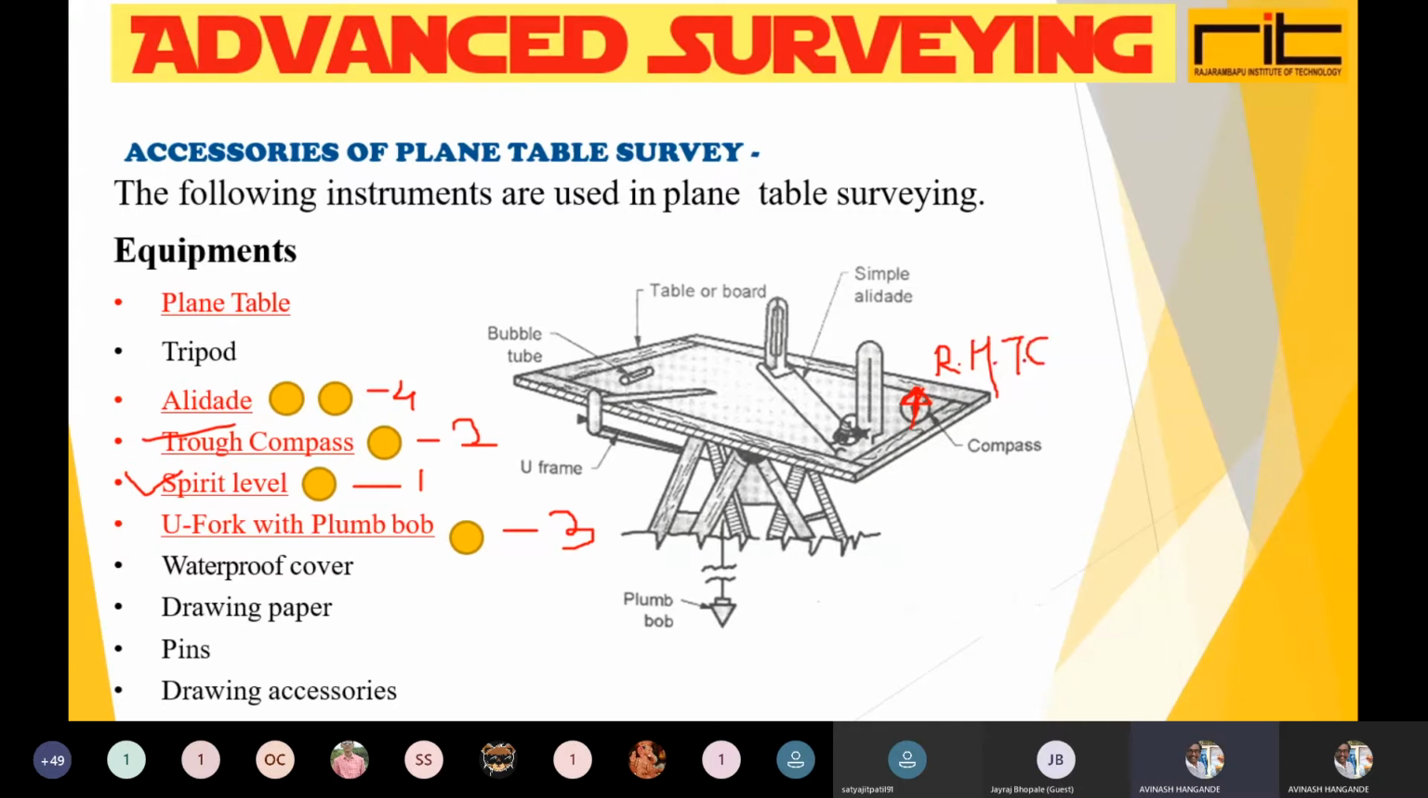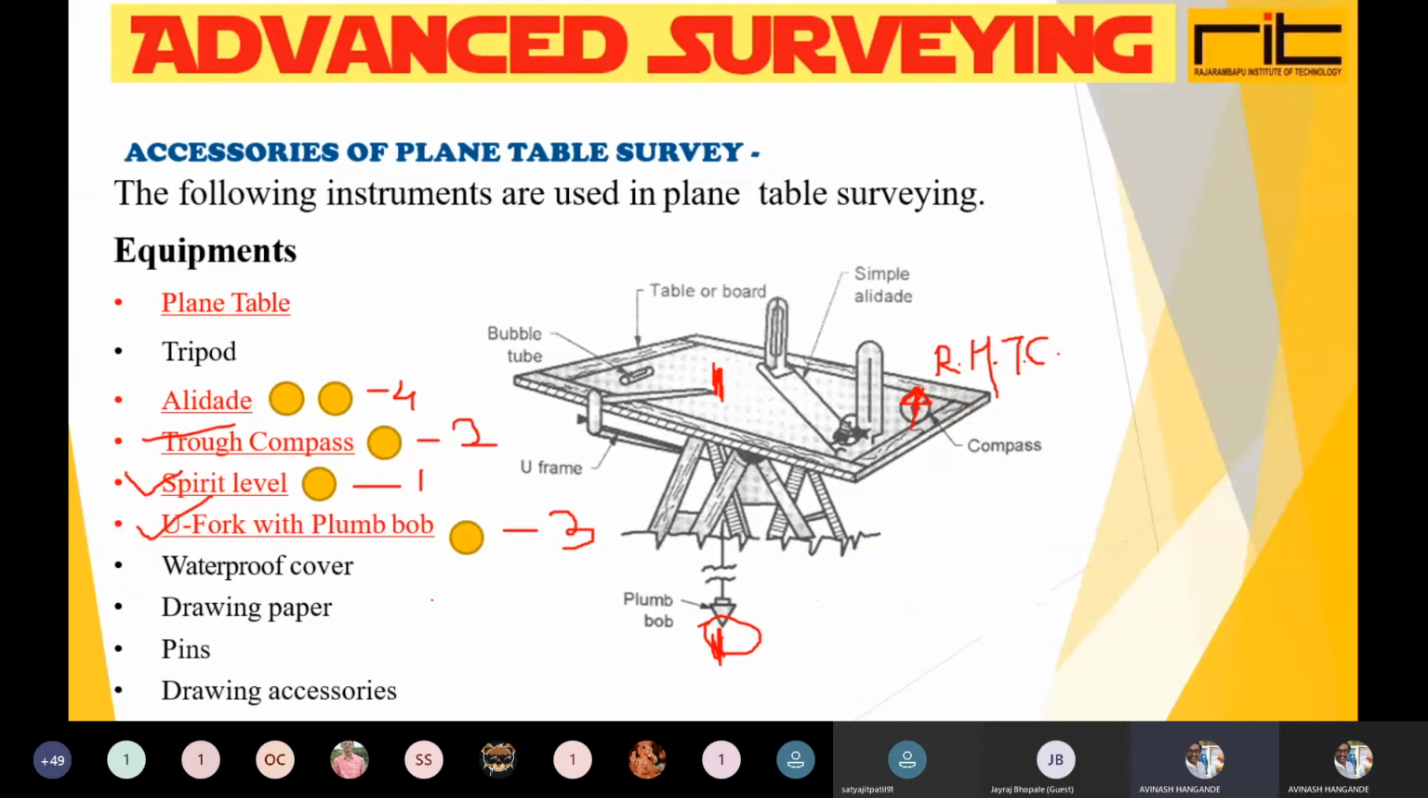Okay, so RHTC. Remember that right hand top corner. At that corner we are marking our north direction with the help of this rough compass. Then we are transferring our ground station point to this drawing sheet, and for that we are using our U fork with plumb bob.